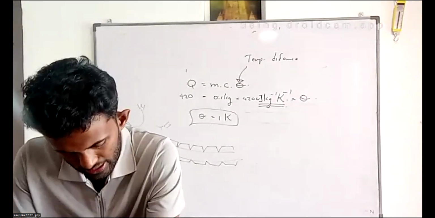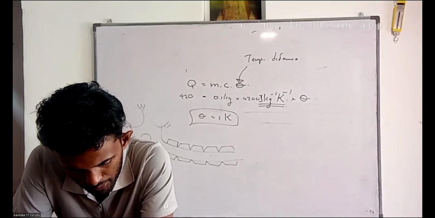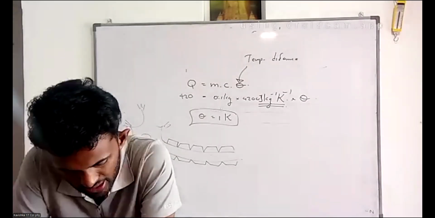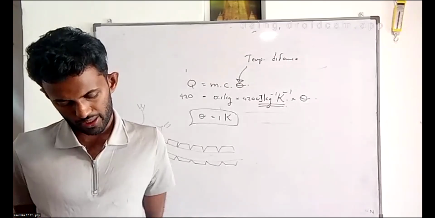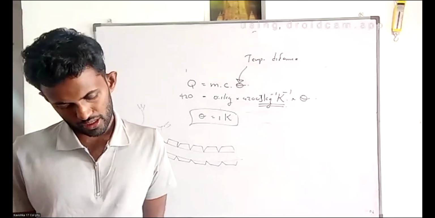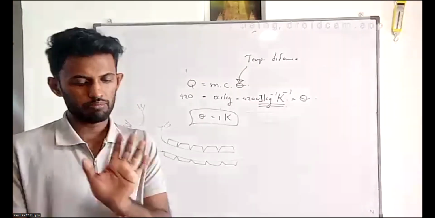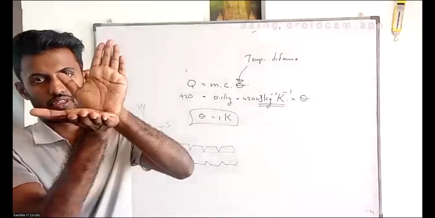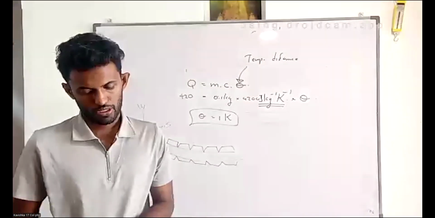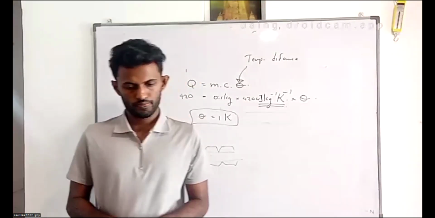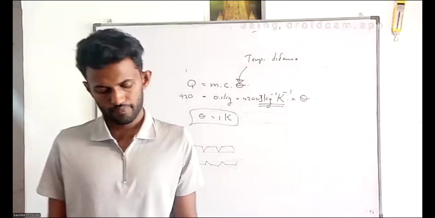Consider the following statements regarding electromagnetic waves. A, the waves propagate perpendicular to the direction of both the electric and magnetic fields. That's correct. B, they don't require a material medium for propagation. That's also true. C, the electric field and magnetic field are parallel to each other. No, they are perpendicular to each other. So A and B are true. Therefore, the first one is the answer.